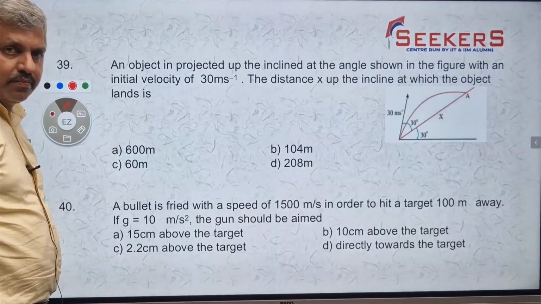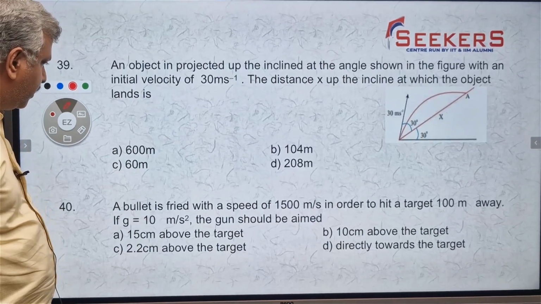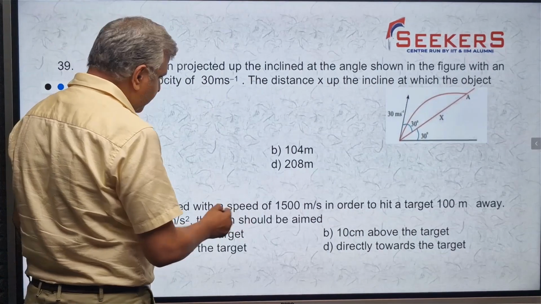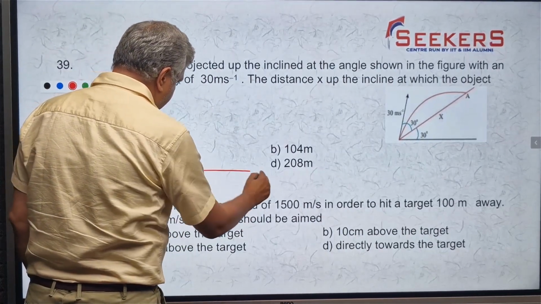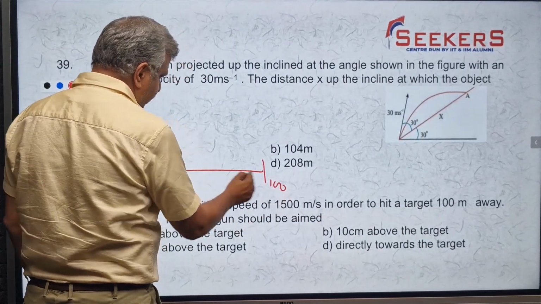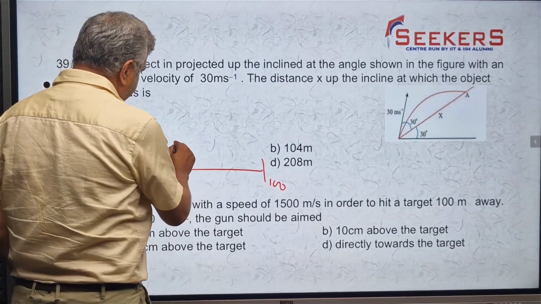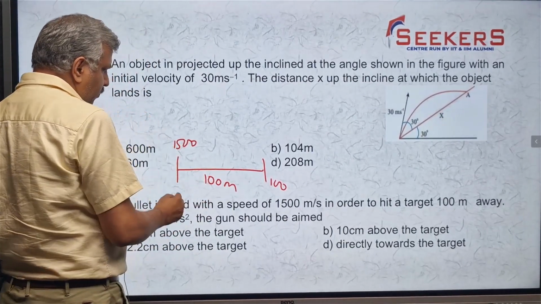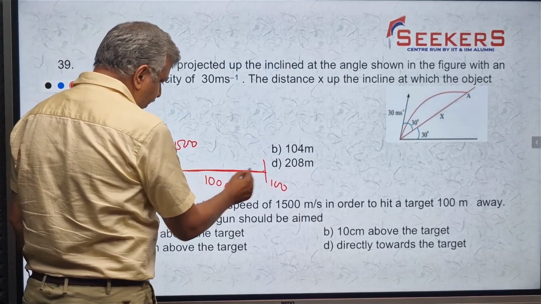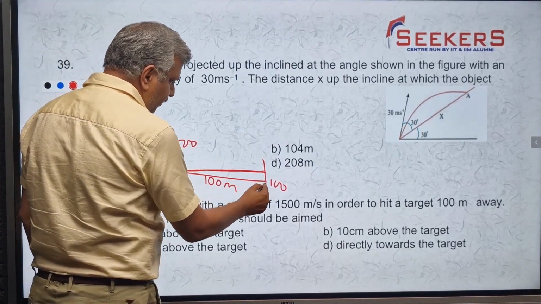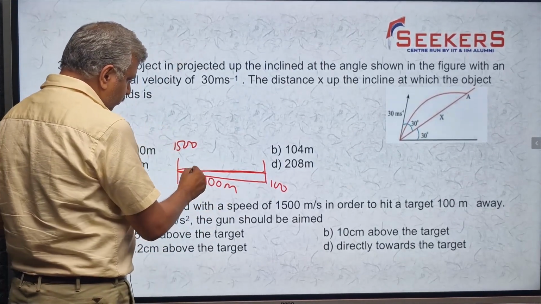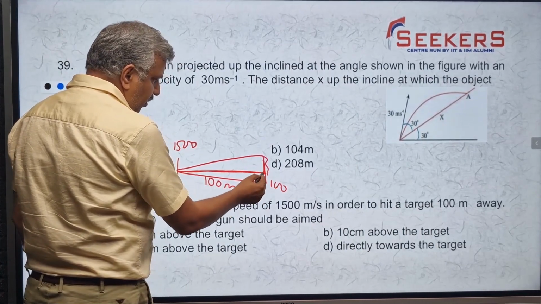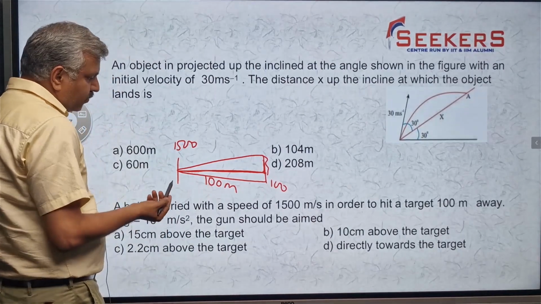So let's discuss question number 40. A bullet is fired with a speed of 1500 meters per second in order to hit a target 100 meters away. So there is a target here 100 meters away, and the bullet is fired at 1500 meters per second. Now obviously if he fires straight, because of gravity the bullet would drop and hit somewhere here. So what should he do?